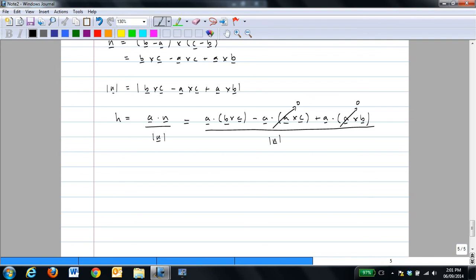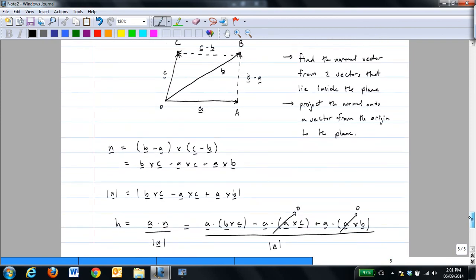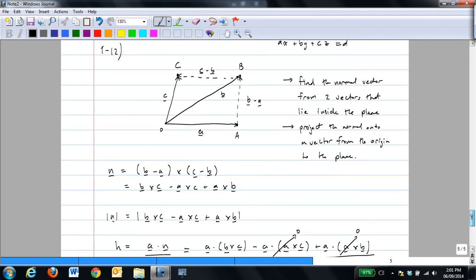So then all we're left with is this here. So we have h equals a dot b cross c, divided by this guy here, which I'll just write out: b cross c minus a cross c plus a cross b. And that will be the height for a general plane from the origin.